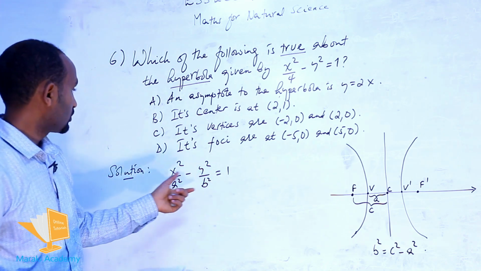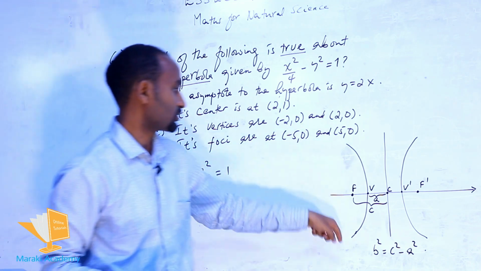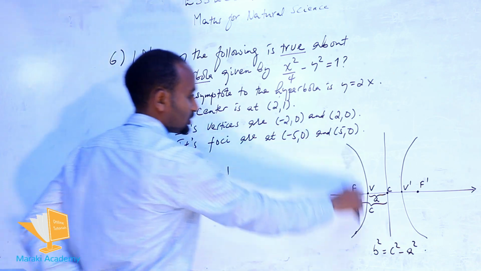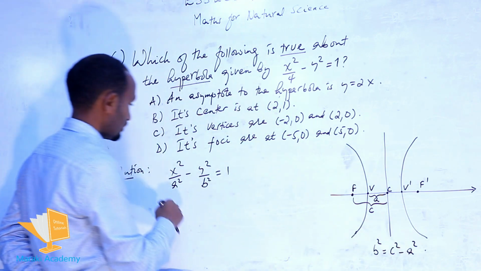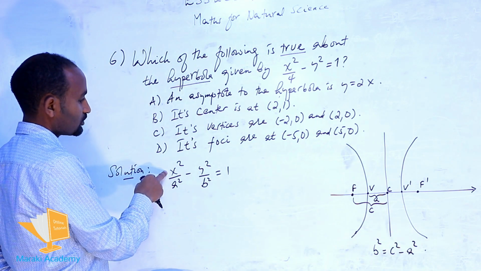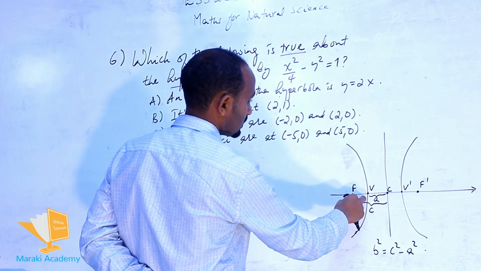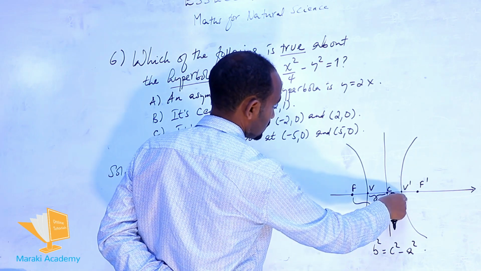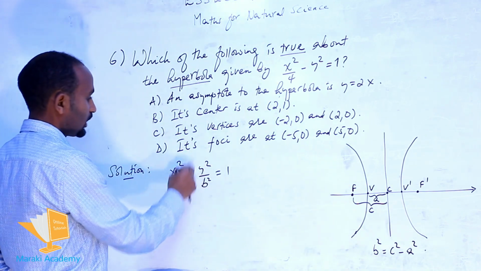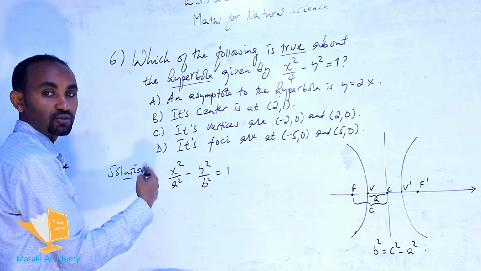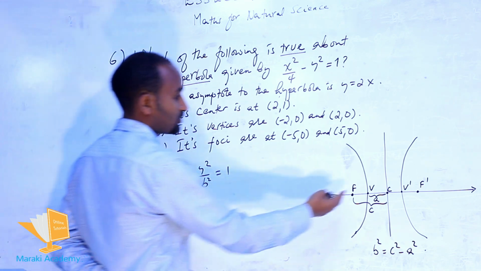Okay? So such a hyperbola looks like this. It has x-intercepts, as you can see here. When y is 0, you will have x squared over a squared equal to 1, so you can find values for x. But it does not have y-intercepts.